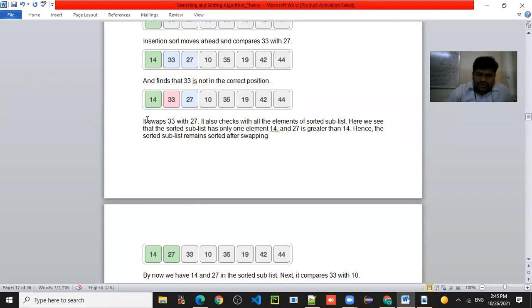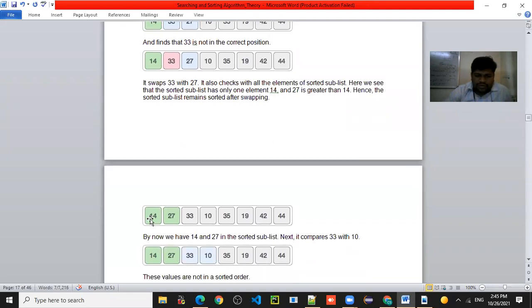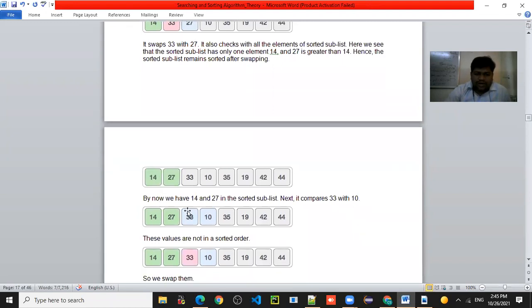Now next, 14 and 27. These two elements we are considering in the sublist, right? Now we'll move to the next step, right? So we'll compare the 33 and 10. Next, it compares the 33 with 10. So 33 is greater than 10.